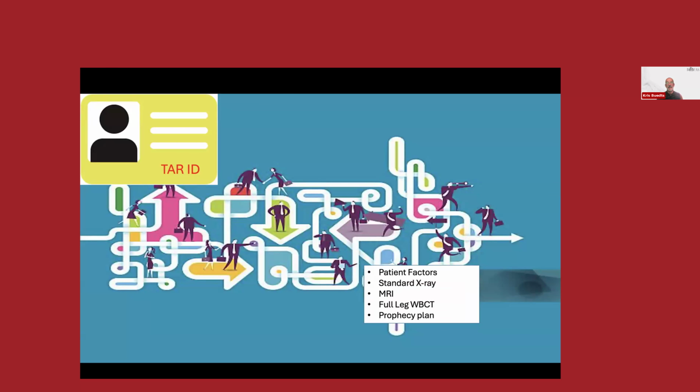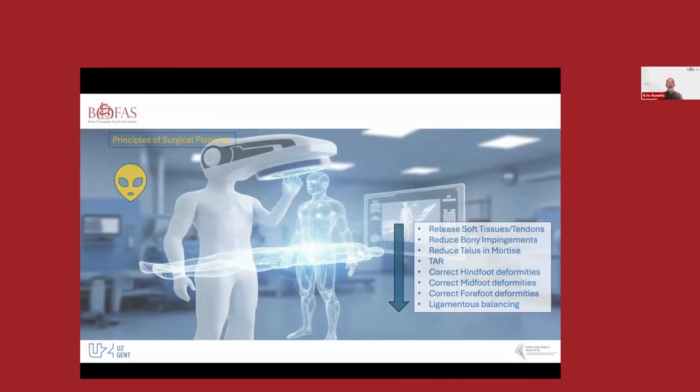That means that I look at the patient factors, my standard X-rays, the MRI, my full weight-bearing CT scan, and my PROPHECY scan, and all that information I put down in the flowchart. Afterwards, at 6 months, they also get a new weight-bearing CT scan, and I look at the implant, the implant position, and also what I did. Did it actually address the deformity? Was the surgery that I did, and the additional surgery, able to correct the deformity that I planned to?